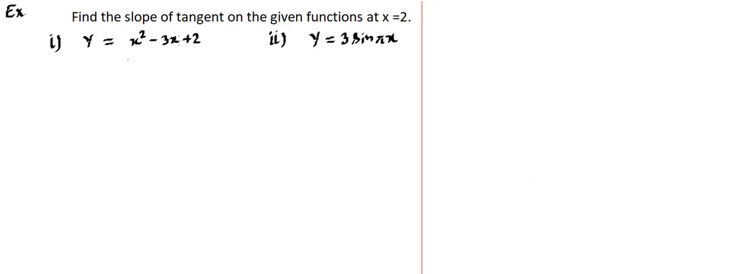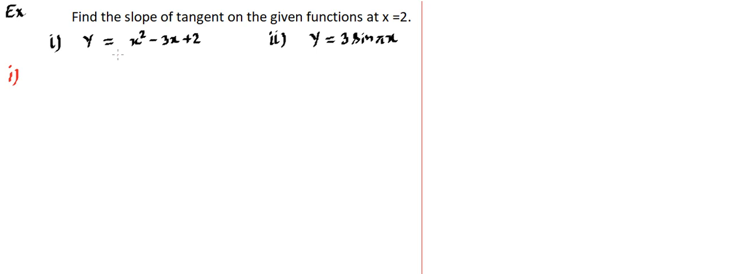So let's take a few examples to use this, and then go for the next application of differentiation. Here's an example, and it reads: find the slope of the tangent on the given functions at a particular x, that is x equal to 2. There are two parts that we need to handle. Let's solve the first part, and this is a function.